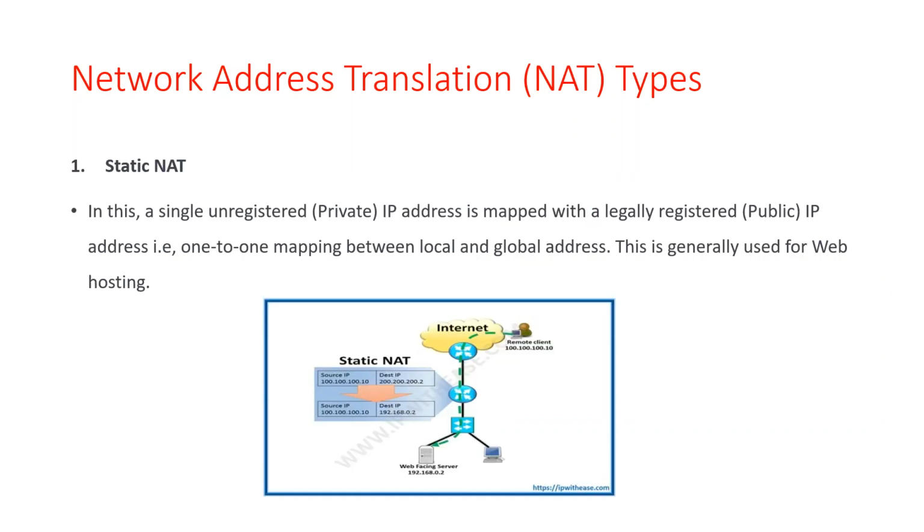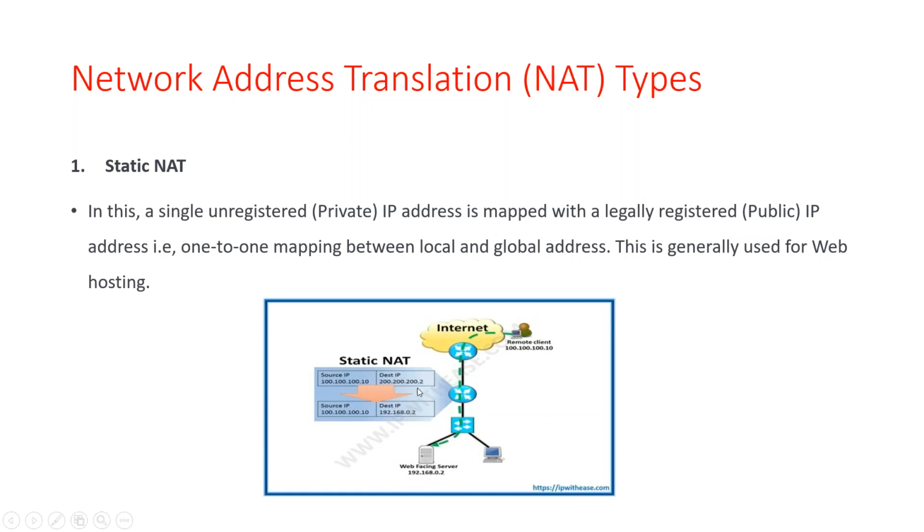First, we discuss static NAT, network address translation. In this, a single unregistered private IP address is mapped with a legally registered public IP address. That is one-to-one mapping between the local and global address. This is generally used for web hosting.